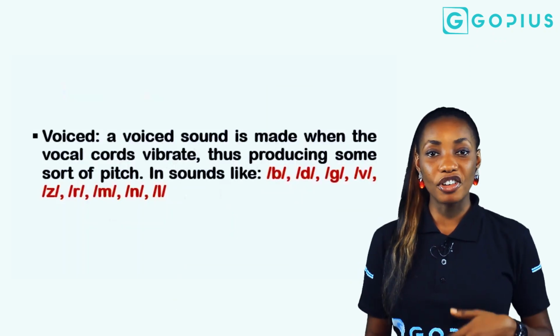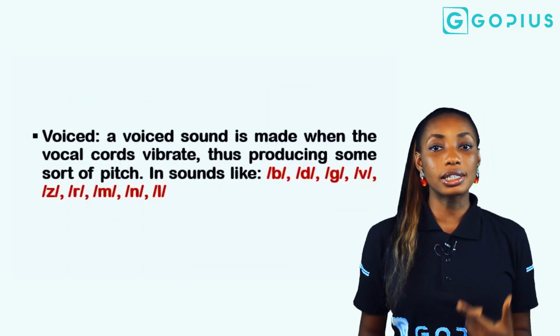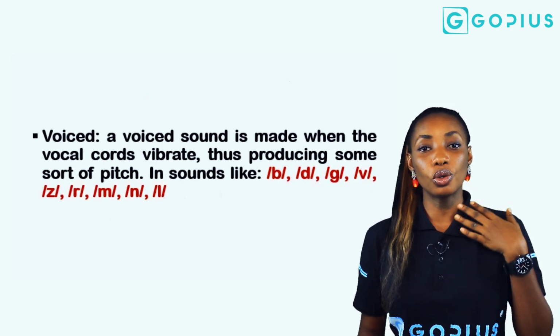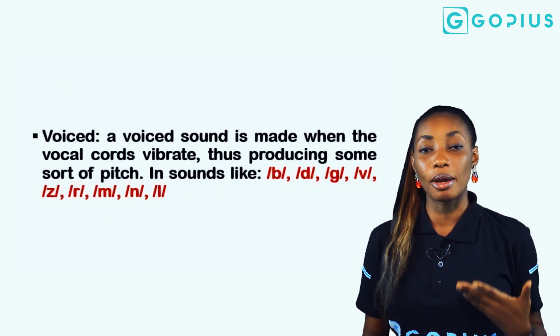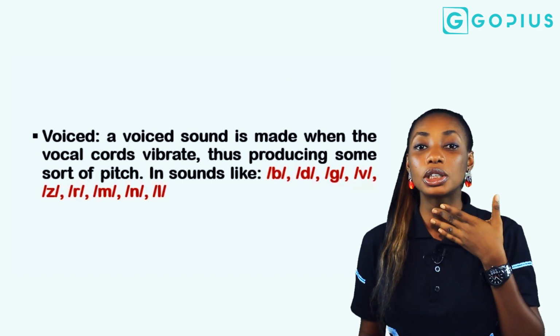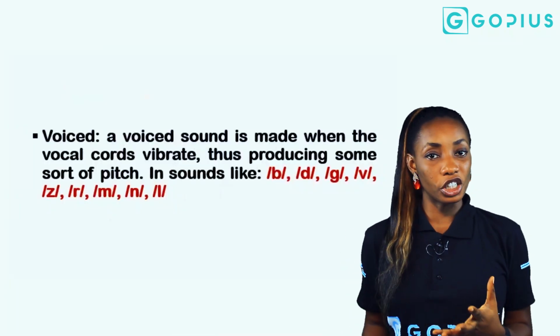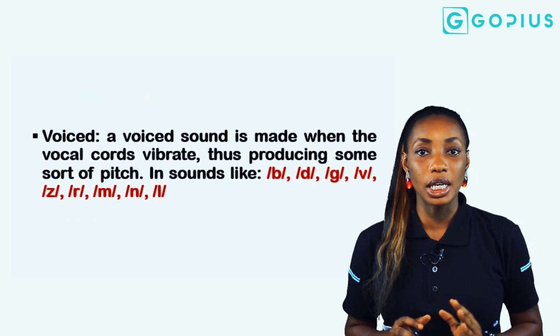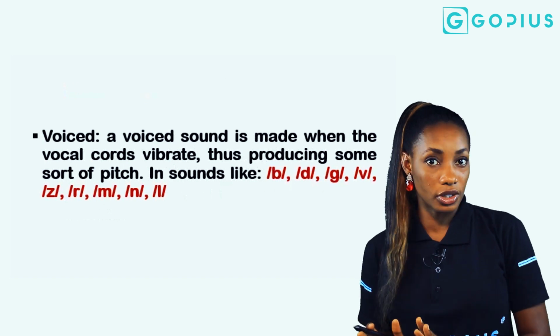So the first we have is the voiced. A voiced sound is made when the vocal cords vibrate. If you want to know if your vocal cord is vibrating, just pronounce any sound and put your finger here. If it vibrates, then you know that that is a voiced sound. So it produces a bit of pitch when you produce it. So these are all the voiced consonants in the English language.